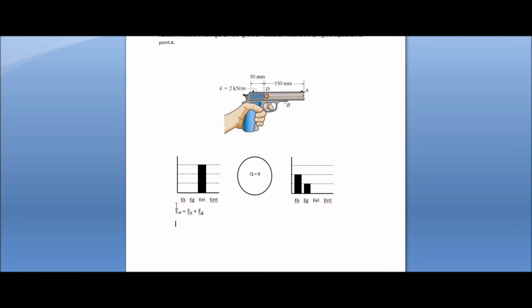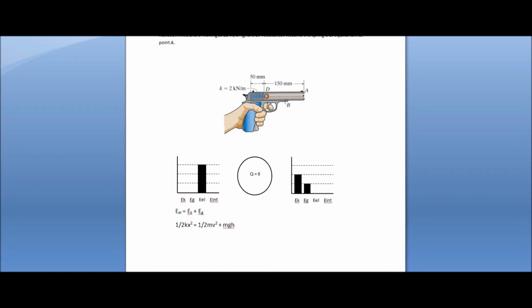So the next step is to just replace what we have here with their equation. So elastic energy is 1/2 k x squared, and that's going to be equal to 1/2 mv squared plus mgh. In the next step, we are going to plug in all the values that we have. Actually, why don't we isolate h first, and then we'll plug everything in.